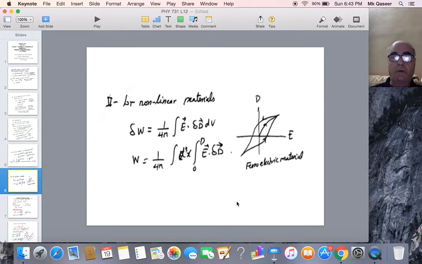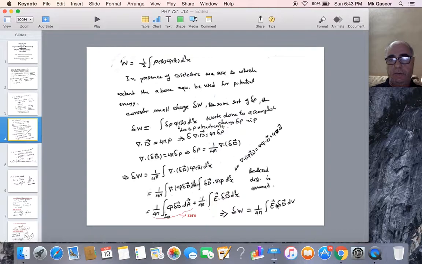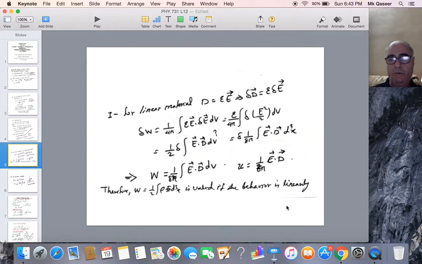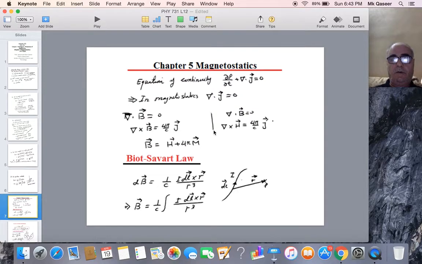Now, for nonlinear materials, we have to do this integration from 0 to D, the state of polarization. This is an example of ferroelectric materials. Now, for magnetostatics, we need the condition that the divergence of J equals 0. J is the current density.